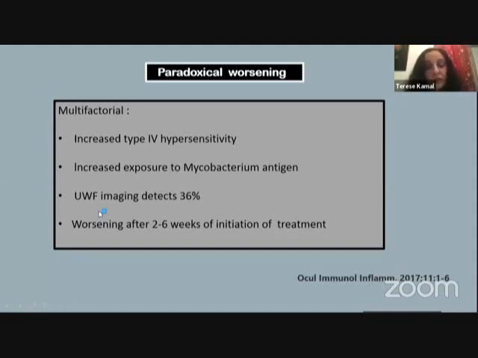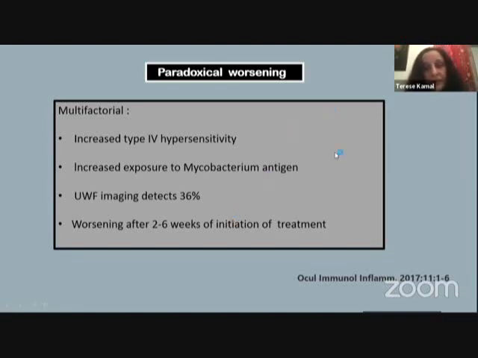Ultra-wide field imaging was found to be quite useful in these cases, because they found that 36% of the patients may be detected to develop this kind of worsening, as compared to 14% that was previously reported if you are using the regular type of imaging, not the ultra-wide field. Usually, the paradoxical worsening occurs within 2 to 6 weeks of initiation of treatment. And as I mentioned, you need to just increase the dose of oral steroids.